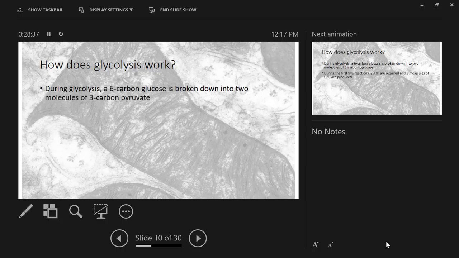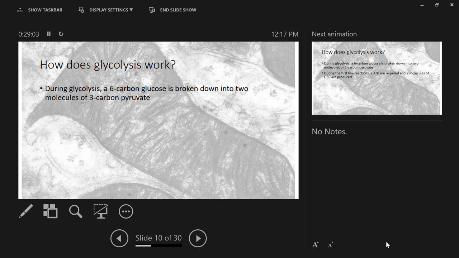All right, so how does glycolysis work? Overall in the process of glycolysis, we take a 6-carbon glucose or some other sugar, and we break it down into two molecules of pyruvate. Each molecule is a 3-carbon molecule. So we take a 6-carbon sugar and we break it down into two molecules of pyruvate.